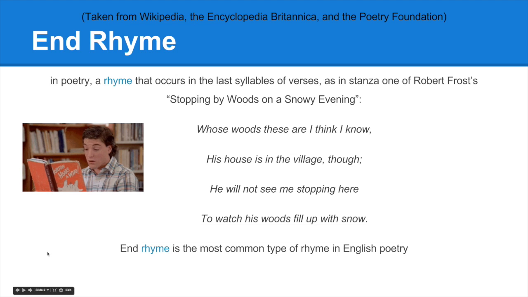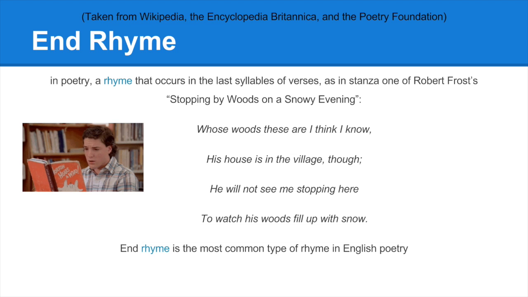The first type of rhyme that we're going to talk about is end rhyme, and it's the most basic type of rhyme you can think of, a Dr. Seuss style rhyme. In poetry, a rhyme occurs in the last syllables of verses, as in stanza 1 of Robert Frost's Stopping by Woods on a Snowy Evening. We've gone over this poem earlier, but we're going to look at the rhyme this time. Again, these are taken from various sources. The Poetry Foundation is a great resource, as are Encyclopedia Britannica and Wikipedia.